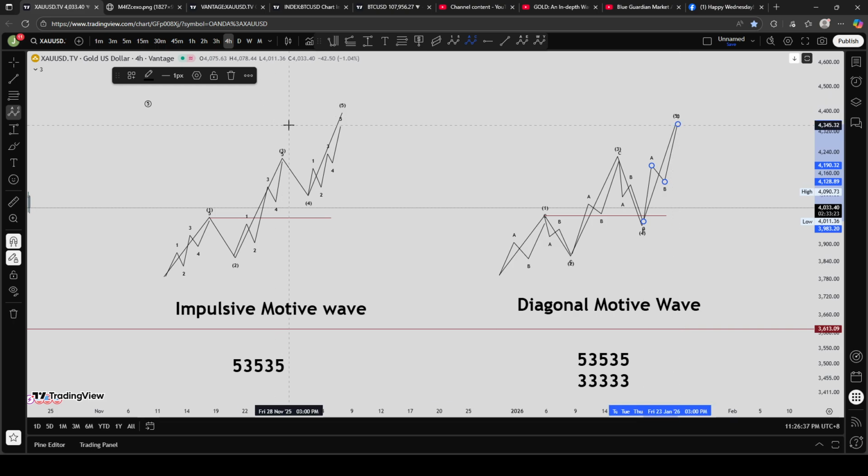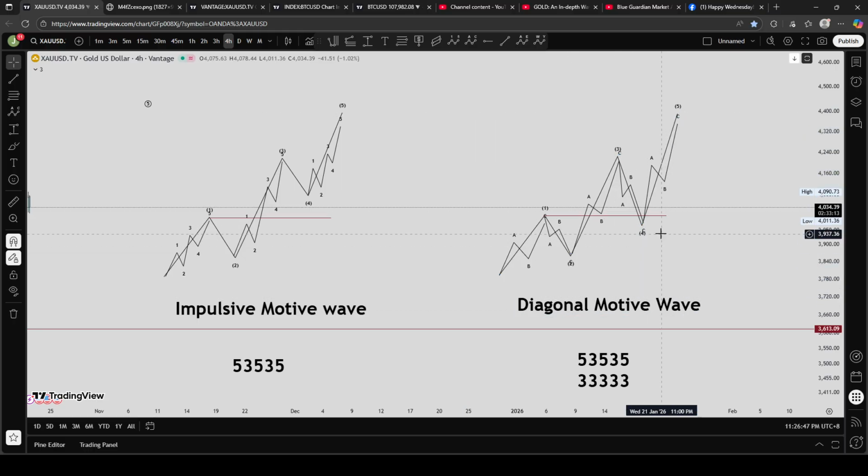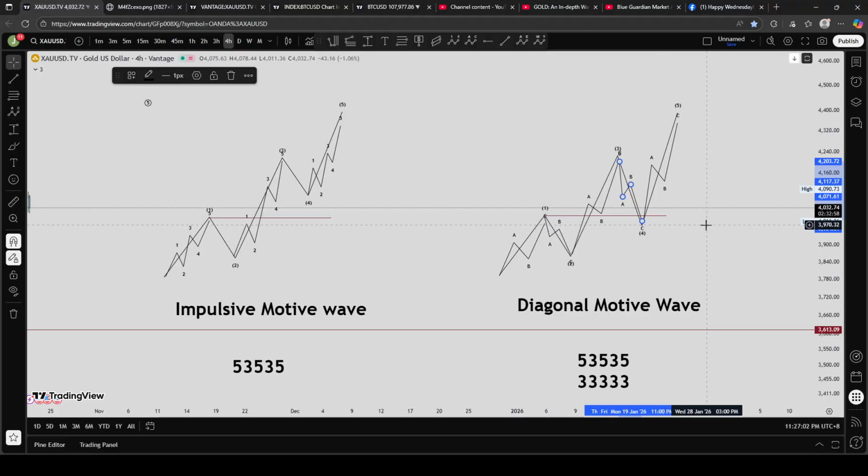So that's the two types of motive wave: impulsive motive wave and diagonal motive wave. Now, the only difference between these two is that in the diagonal motive wave, wave 4 will overlap the territory of wave 1, but should not go beyond the territory of wave 2. Now, what if wave 4 did not retrace beyond the territory of wave 1?